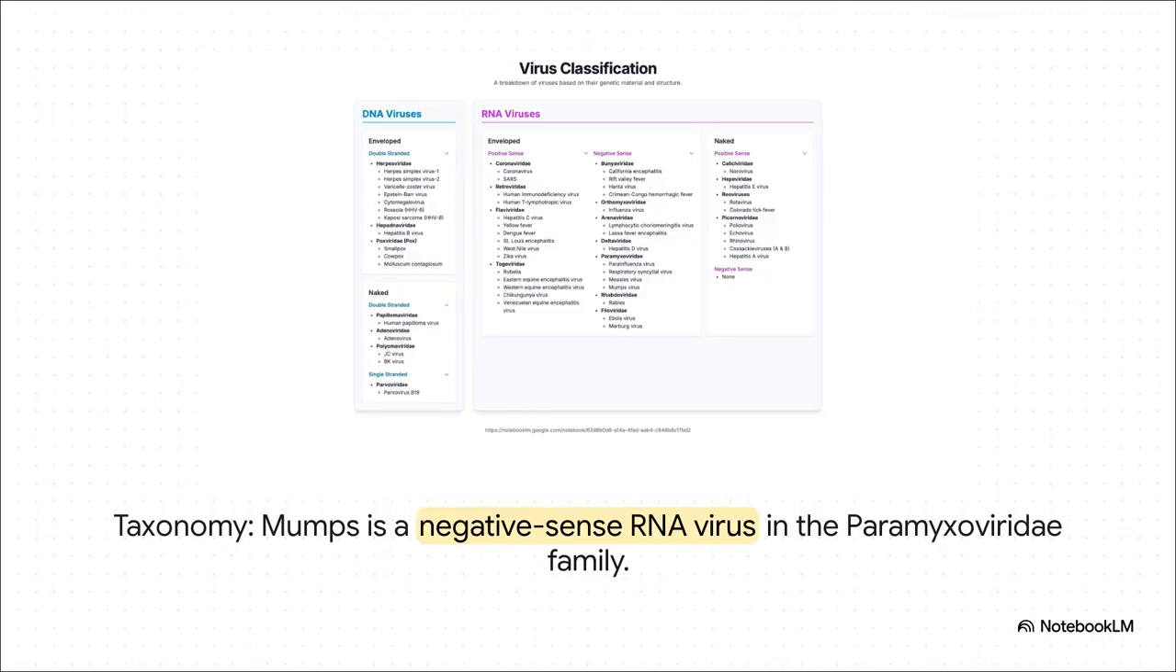All right, so let's look at its family tree, so to speak. The mumps virus is a single-stranded negative sense RNA virus. You can see here it's part of the Paramyxoviridae family, which makes it a cousin to other viruses you're definitely familiar with, like measles and parainfluenza.